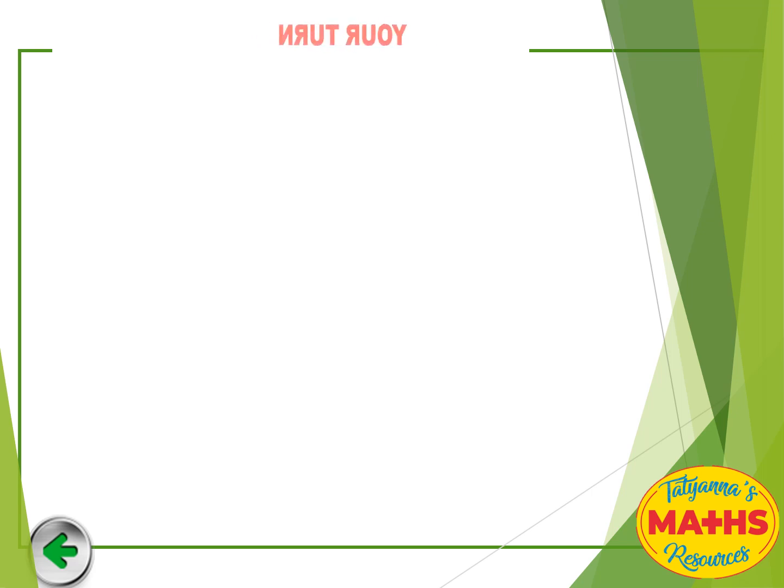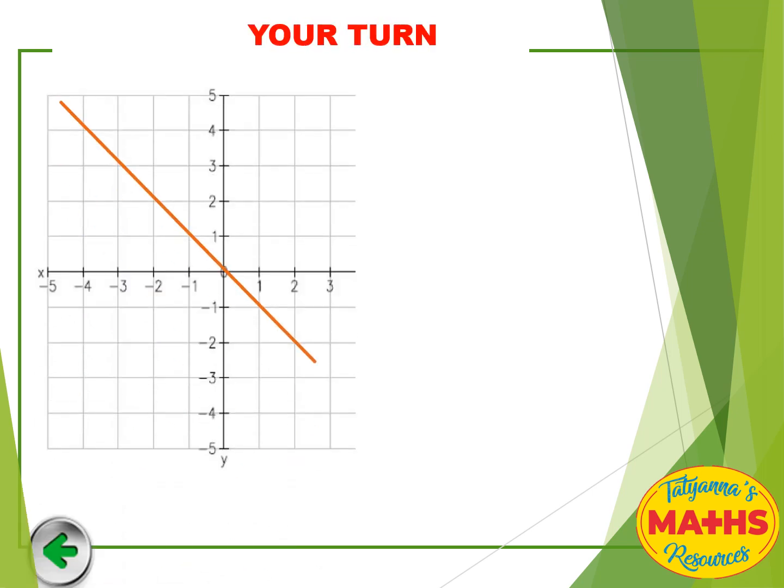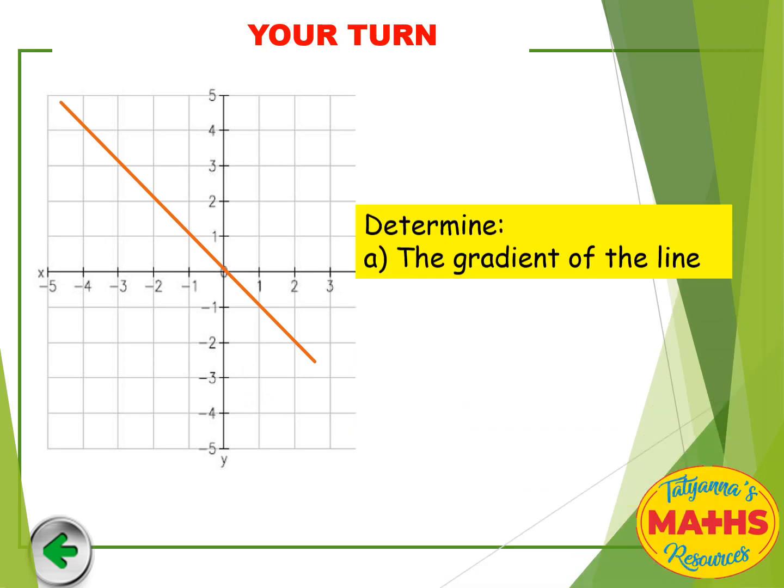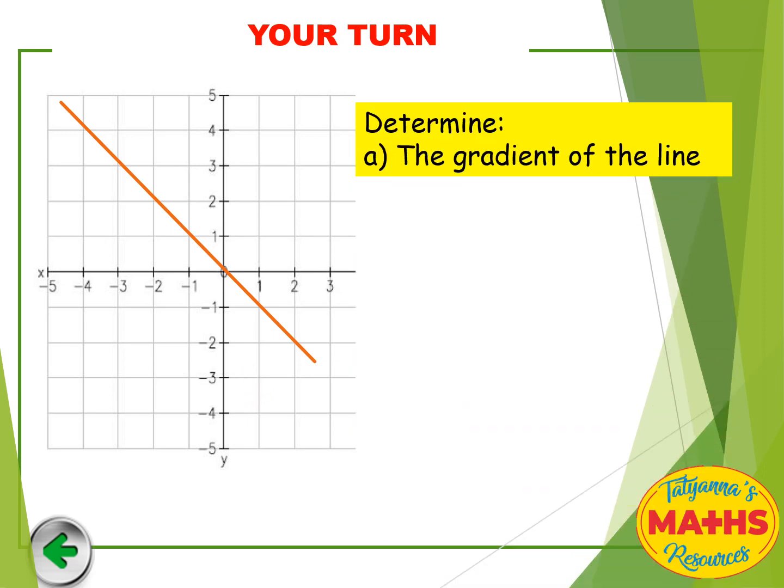It's your turn now. Here we have our Cartesian plane, the straight line. You're supposed to take 2 points on this straight line and calculate the gradient. Looking forward to seeing your answers in the comment below.